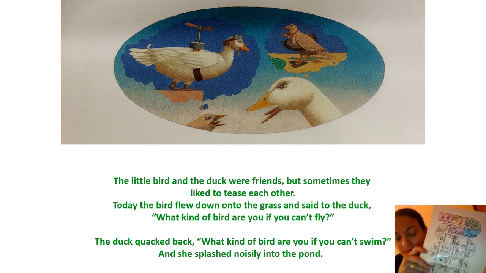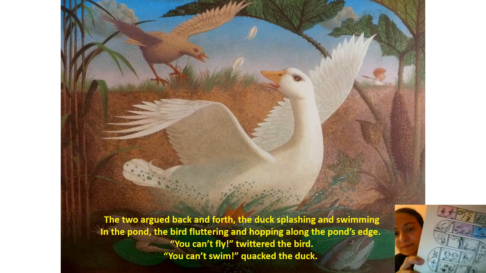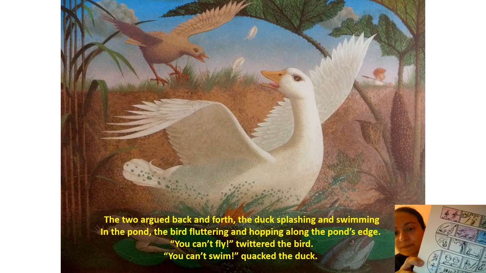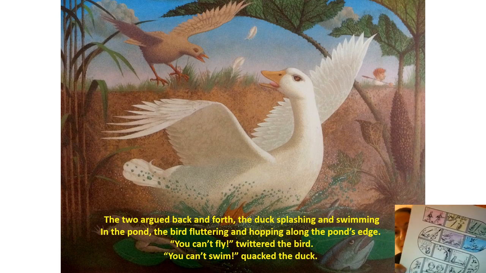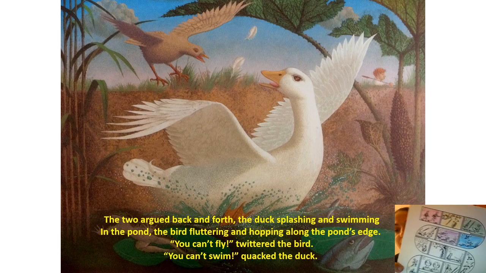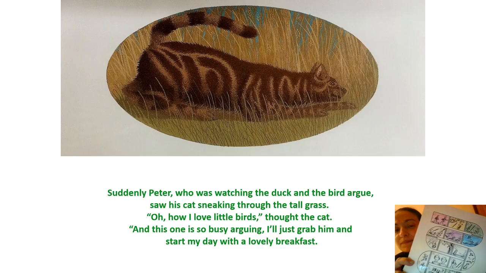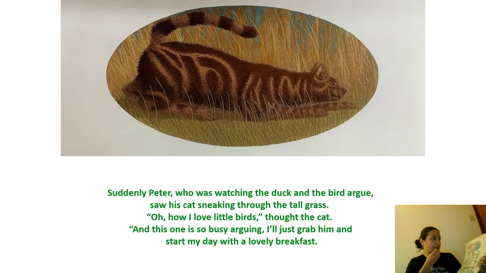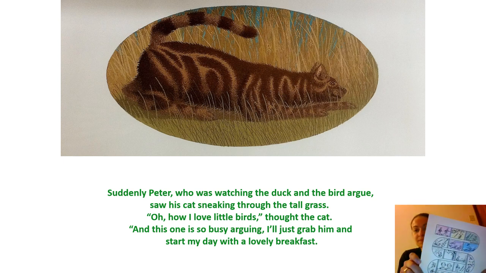The two argued back and forth, the duck splashing and swimming in the pond, the bird fluttering and hopping along the pond's edge. "You can't fly," twittered the bird. "You can't swim," quacked the duck. Suddenly, Peter, who was watching the duck and the bird argue, saw his cat sneaking through the tall grass.